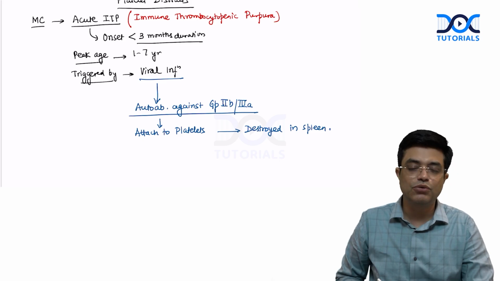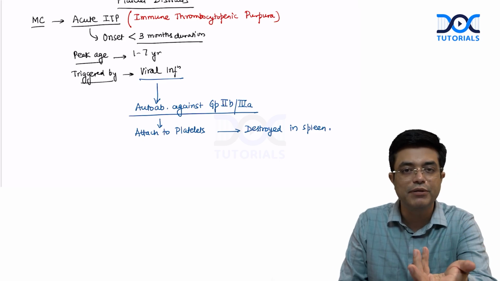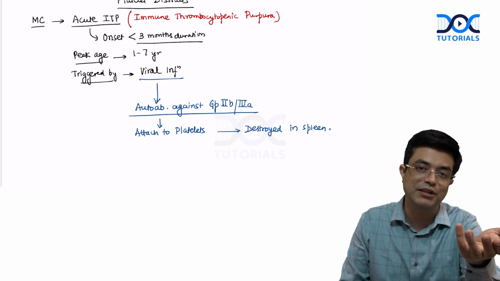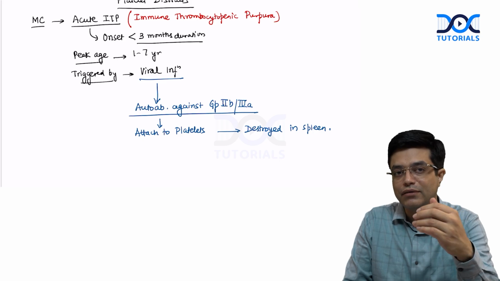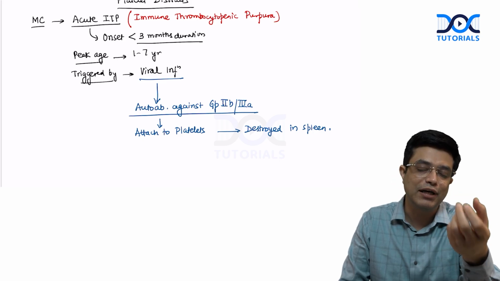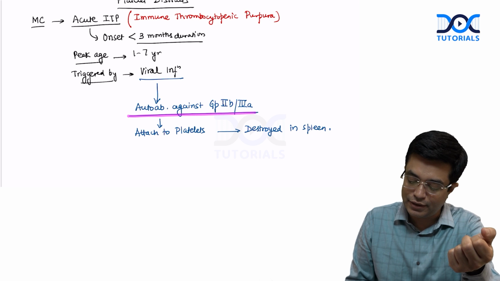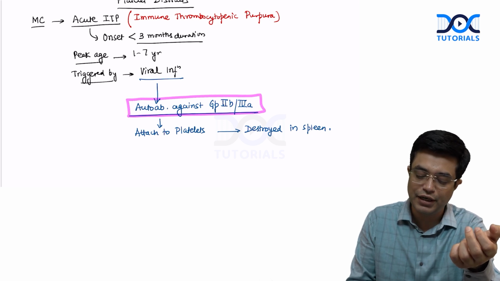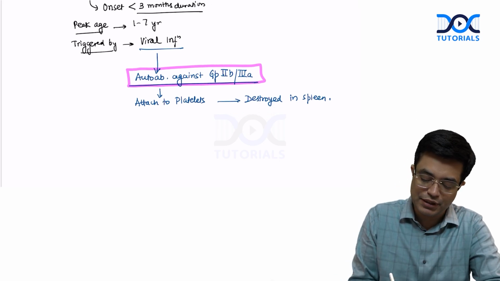Because this antibody is circulating in the blood, even if you try to give platelet concentrate or platelet transfusion, it will not be effective because the antibody will then bind to the transfused platelets and they will also be destroyed by the spleen. And that is why in acute ITP patients, there is no real use of giving platelet concentrate. If you understand this, then it explains why platelet concentrates are not a favored agent for acute ITP patients.